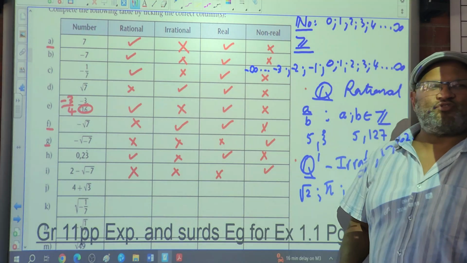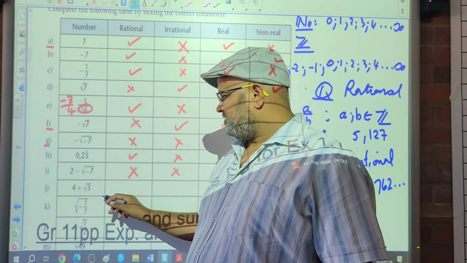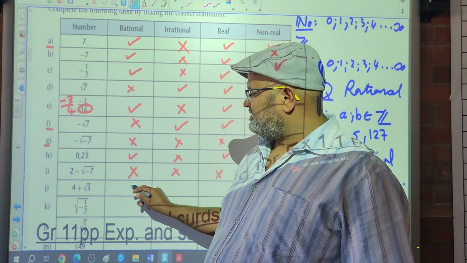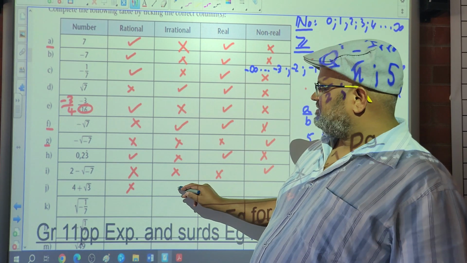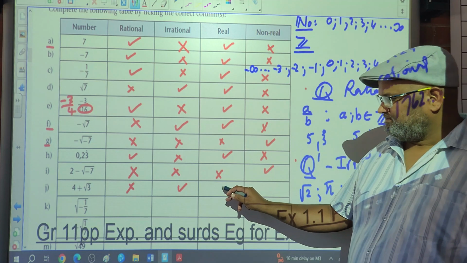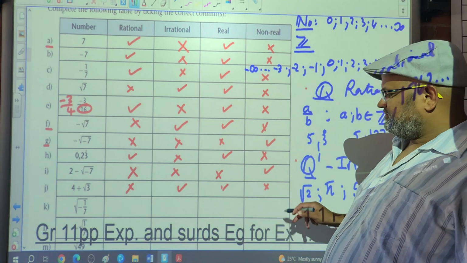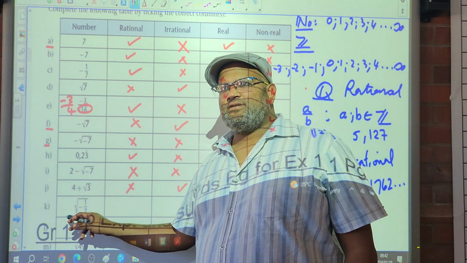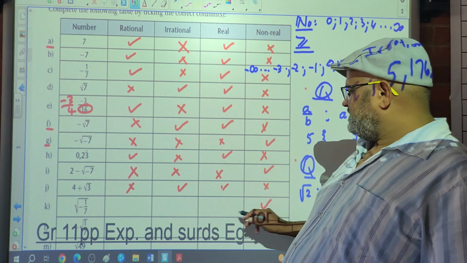4 plus the square root of 3. Square root of 3 is a surd. So is it rational? No. Is it irrational? Yes. Is it real? Yes. Is it non-real? No. Square root of -7. It's non-real. So it's none of those.